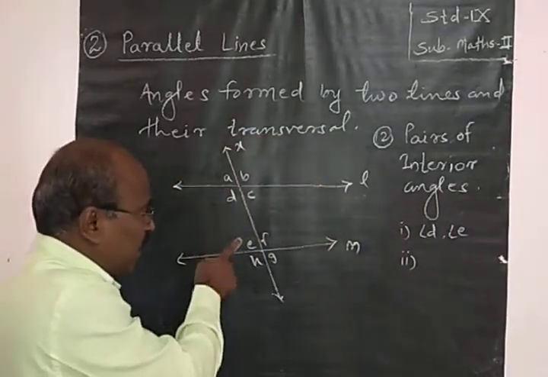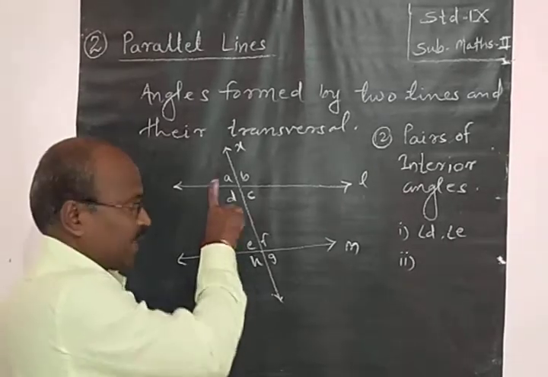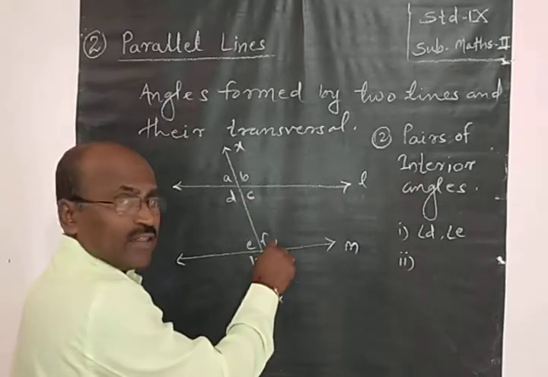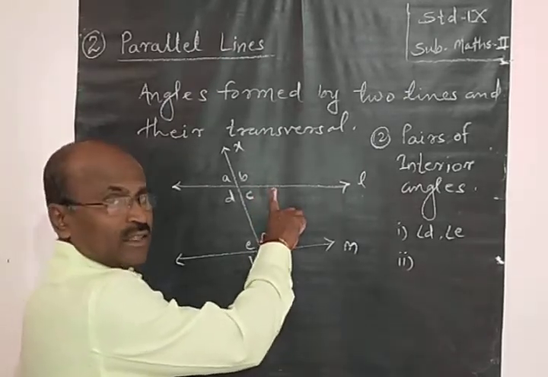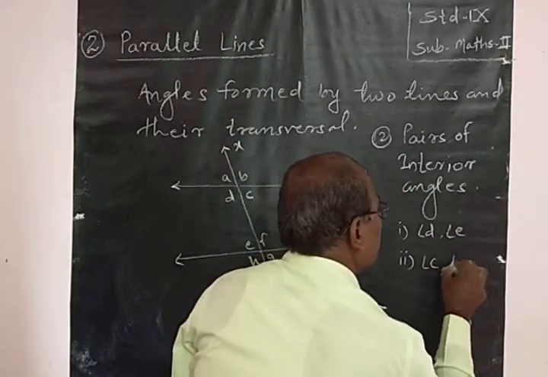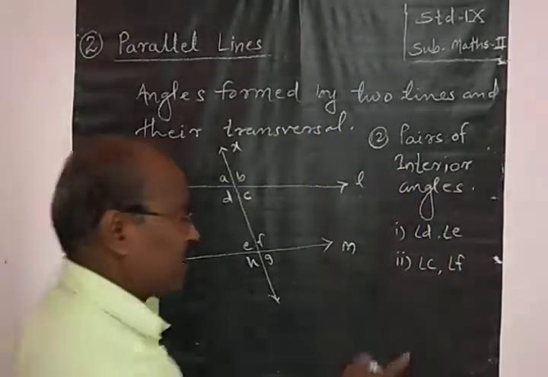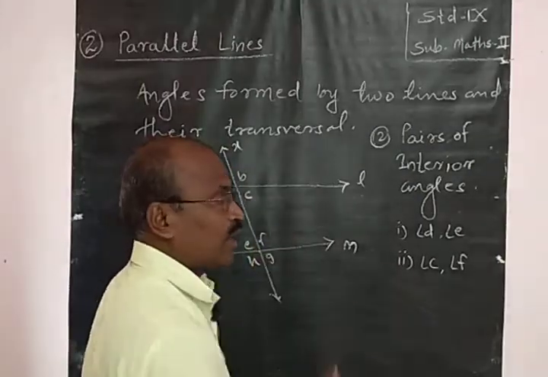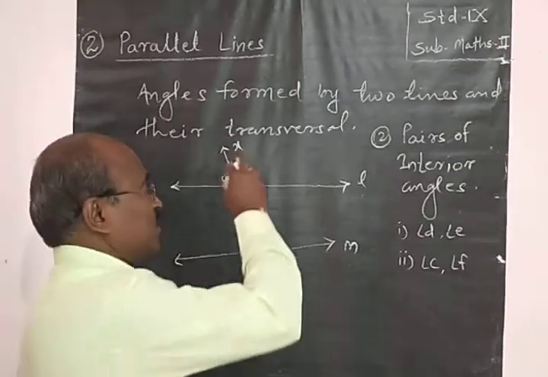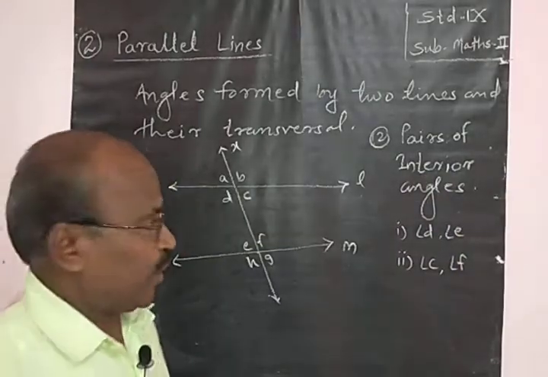These two angles are at one side of the transversal and in between the two lines. And again, at the other side of the transversal, C and F are the two angles which are in between the two lines, L and M. So these are the pairs of interior angles. Angle D and angle E is one pair of interior angles, and the second pair is C and F. These two are the pairs of interior angles formed by the transversal intersecting the two lines at two distinct points.